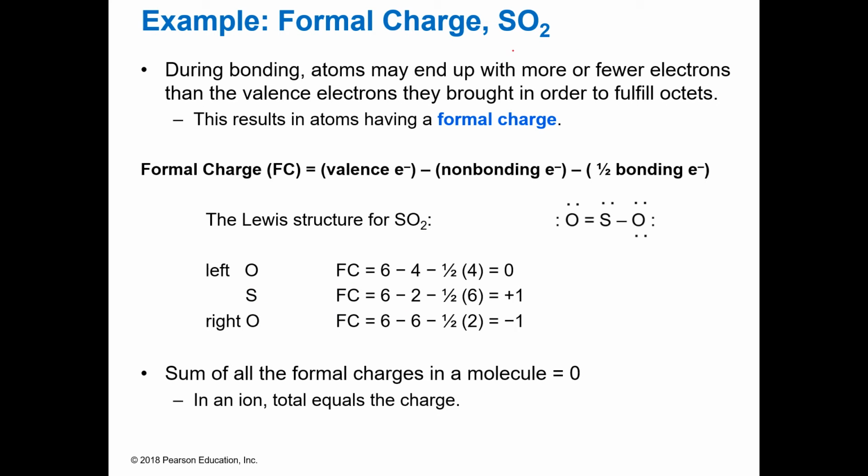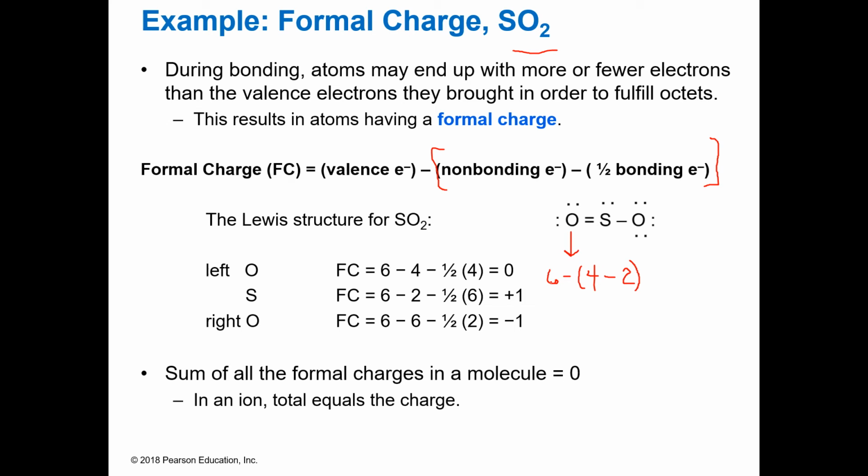This one we're going to look at sulfur dioxide. So let's look here. I'm going to take you through each one of them. Let's start with this oxygen. Oxygen has 6 valence electrons, right? So I'm going to subtract from that how many non-bonding electrons we have. So this should kind of be in brackets. Anyway, we have 1, 2, 3, 4. So it's 4, minus half of the bonding. So how many bonding? 2, 4. So half of that is 2.